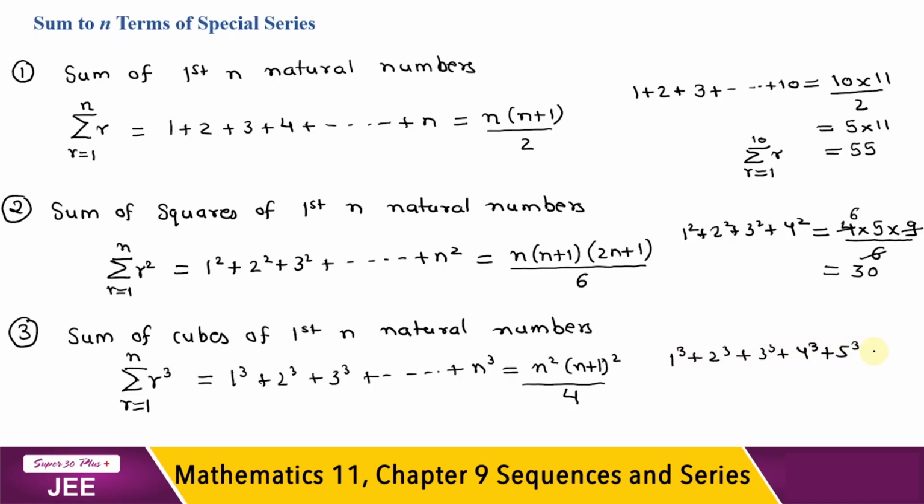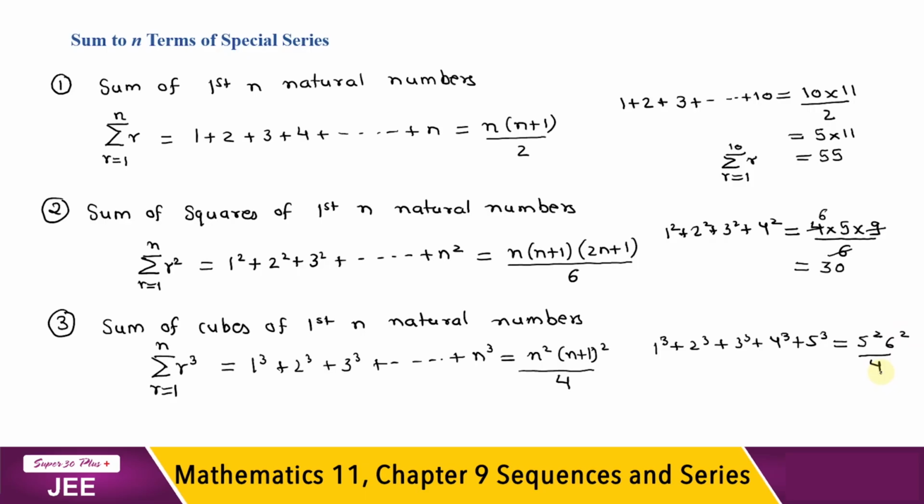Suppose that you have to calculate 1 cube plus 2 cube plus 3 cube plus 4 cube plus 5 cube. So the value of n goes till 5. We are going to substitute the value of n as 5 in this result. So we are going to get 5 square into (5 plus 1) whole square, which is 6 square, divided by 4. So according to these special series, we can reduce our time in determining the sum of the first n natural numbers, or the sum of squares of the first n natural numbers, or the sum of cubes of the first n natural numbers. And then we can find out the sum of various series which are based on these results.